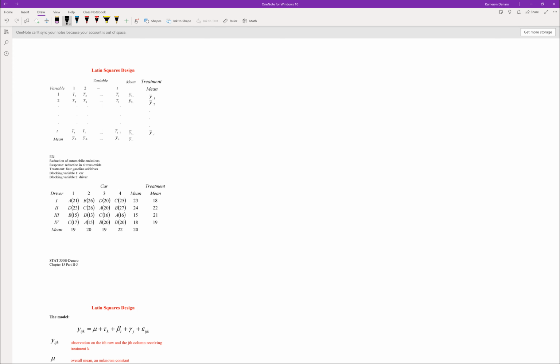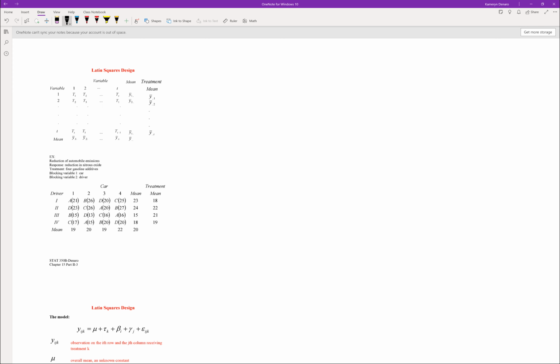Okay, let's look at an example because sometimes I find this to be a little more straightforward. Suppose we have 4 drivers and 4 cars. We want to look at the reduction of automobile emissions. Our response is the reduction in nitrous oxide. Our treatment is the 4 gasoline additives, A through D. Our blocking variable is cars, because we know that different cars could have effects on the emissions. And the way people drive could also have an effect on emissions.